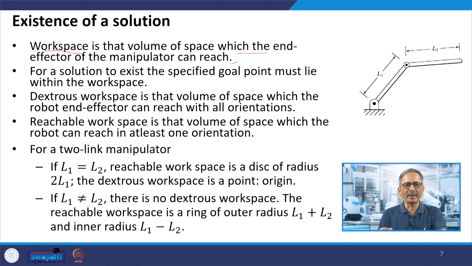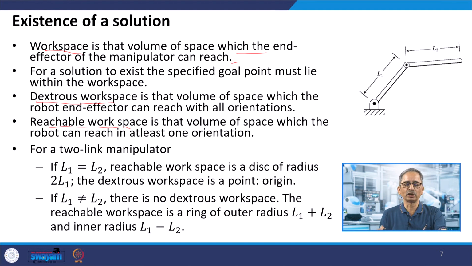There are two types of workspace. One is what we call the dexterous workspace. It is that volume of space which the robot end effector can reach with all orientations. And the reachable workspace is the other classification, which is the volume of space which the robot can reach in at least one orientation.